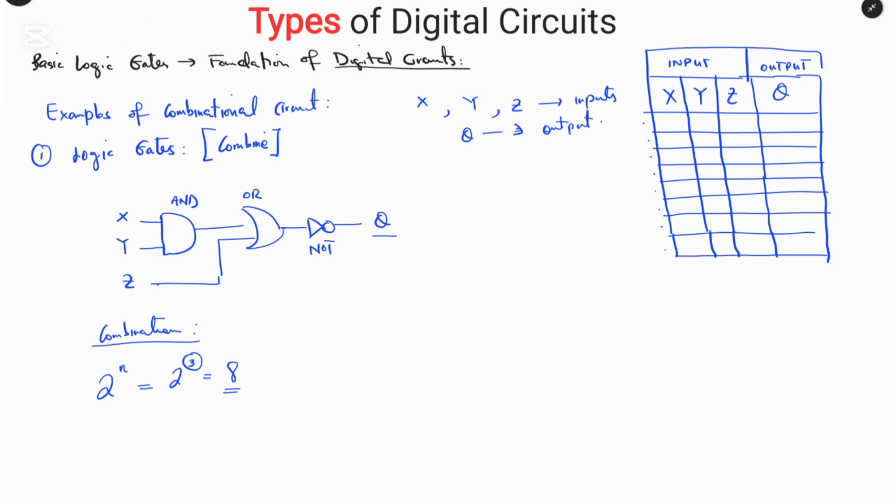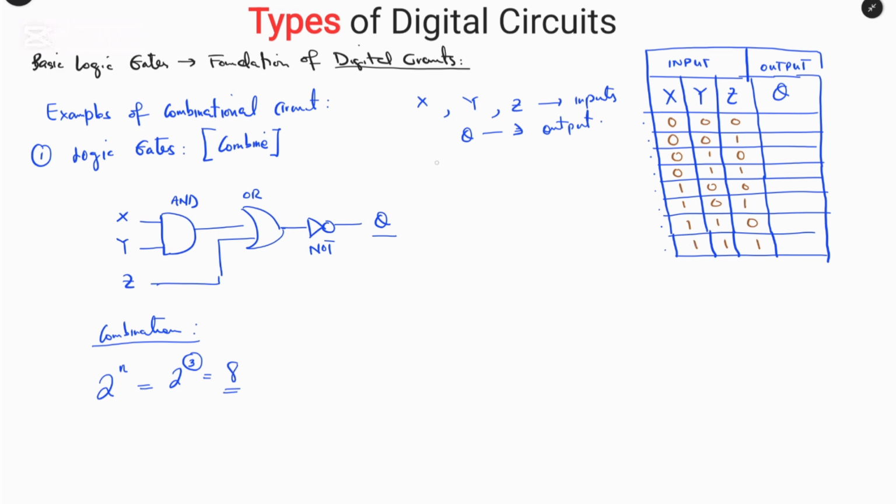Now let's have the input combinations. The input can be 000, 001, 010, 011, 100, 101, 110, and 111. That means the input can have only these 8 combinations and not more than that.